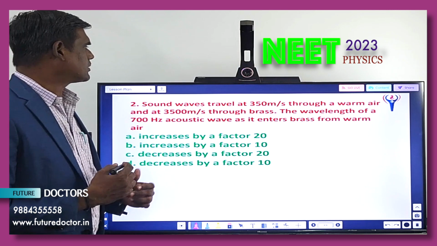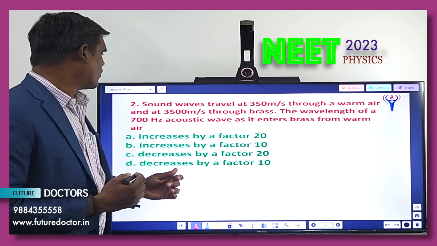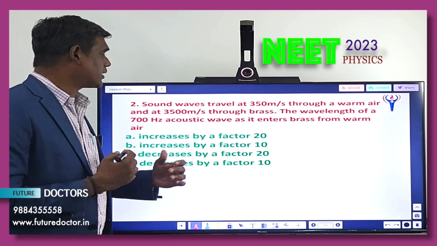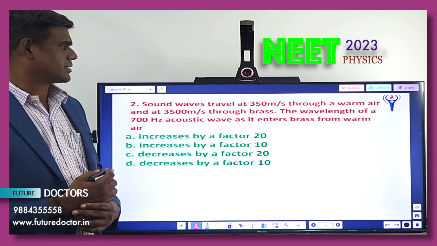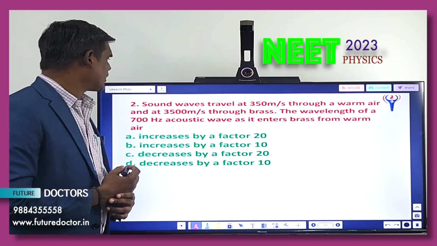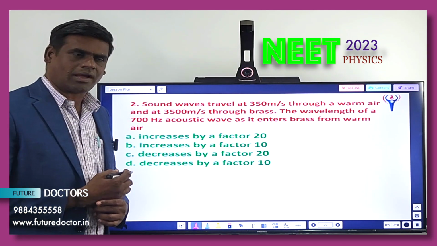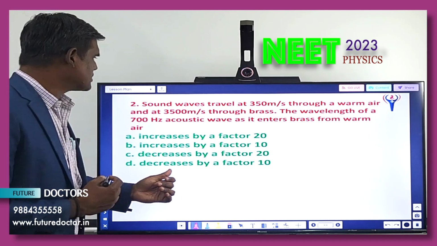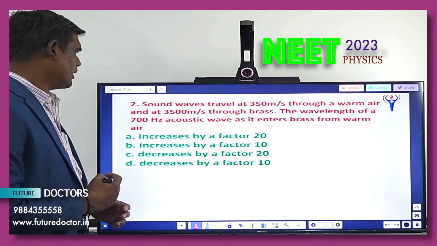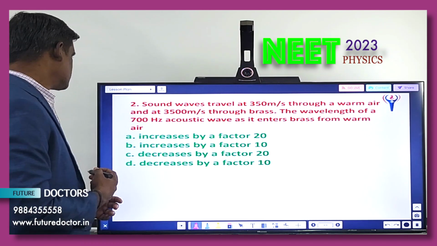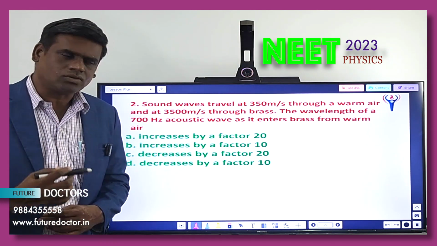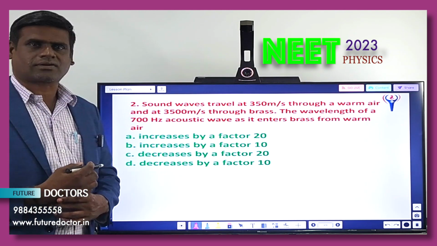Sound waves travel at 350 meter per second through warm air and at 3500 meter per second through brass. The wavelength of a 700 Hertz acoustic wave as it enters brass from warm air is dash. A increases by a factor 20. B increases by a factor 10. C decreases by a factor 20. D decreases by a factor 10.